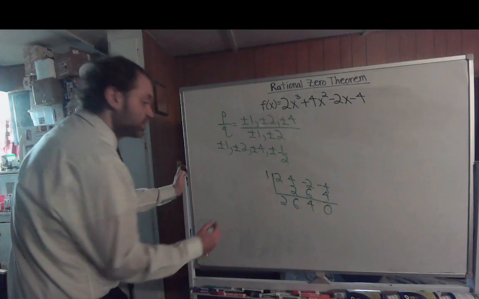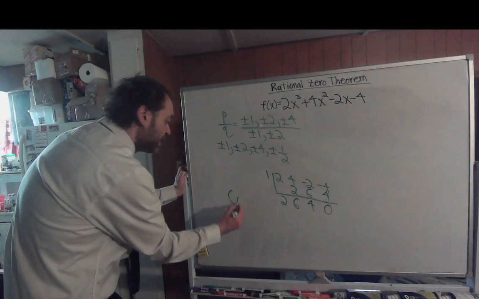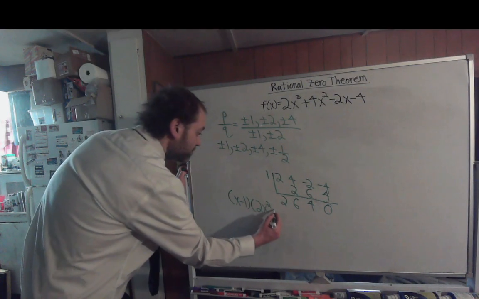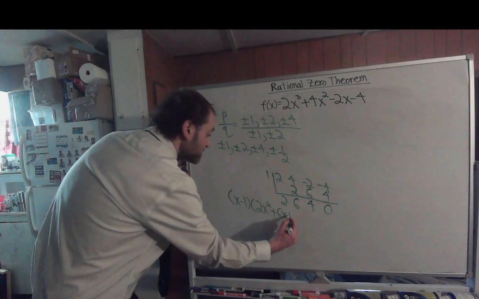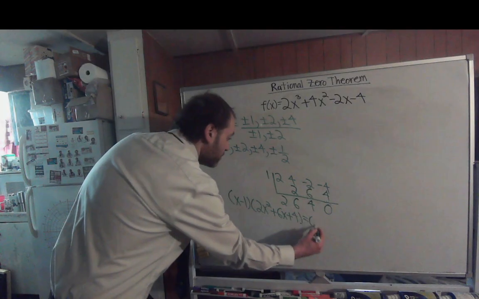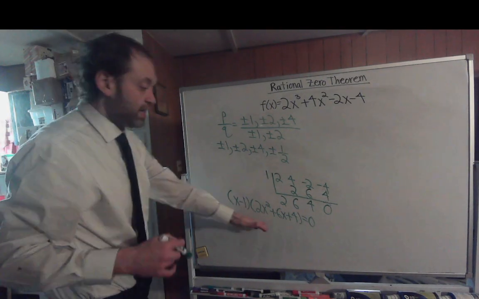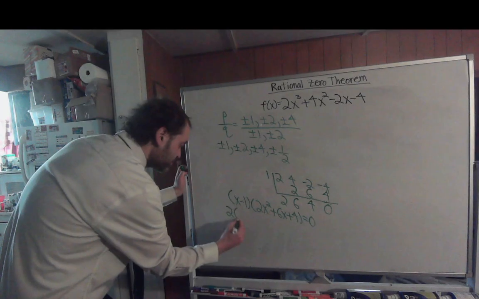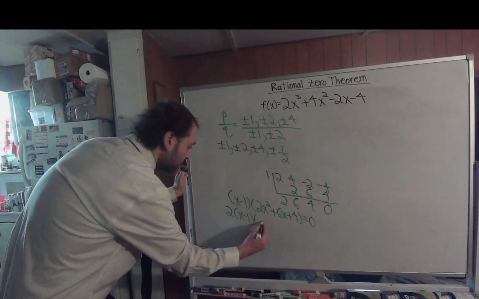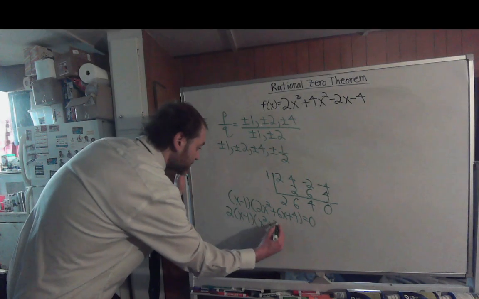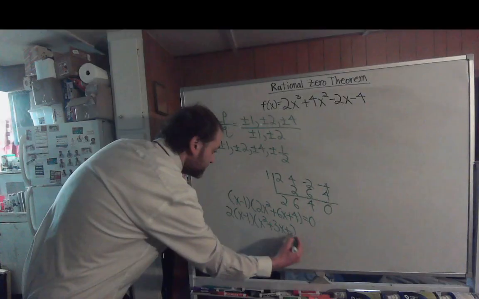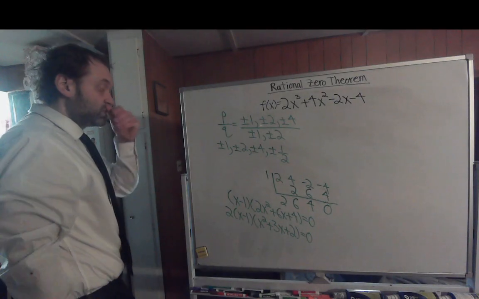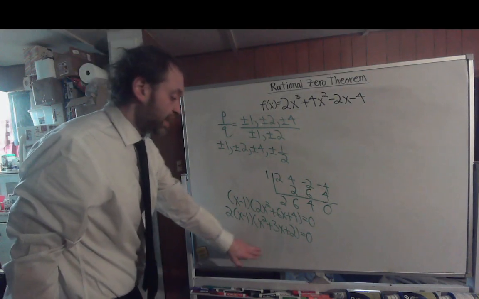So this would turn into the quantity of x minus 1 times the quantity of 2x squared plus 6x plus 4 is equal to 0. Well, with that quadratic term, you can factor out a common 2, right? So this would turn into 2 times the quantity of x minus 1 times x squared plus 3x plus 2 equals 0. Well, it also looks like that quadratic factor can factor.